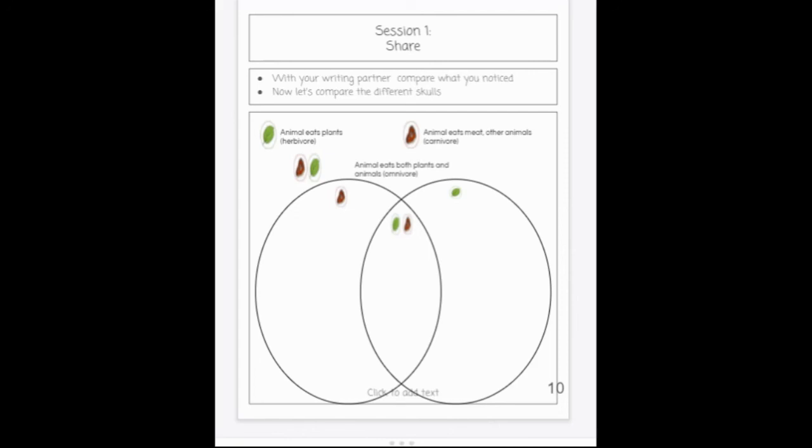Awesome job today, writers. You are really showing me how you can do research, write about photos, and bring it all together as amazing scientists. I am so proud of you.